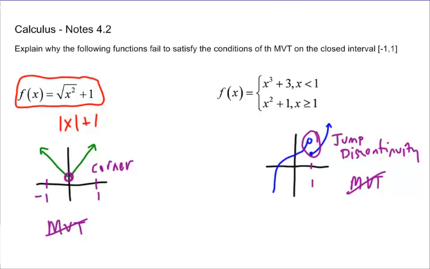Okay? So you've got to be continuous and differentiable on your interval. Continuous on the closed interval, differentiable on the open interval. And we don't have either one of those. We're missing one of those pieces on both of these problems.